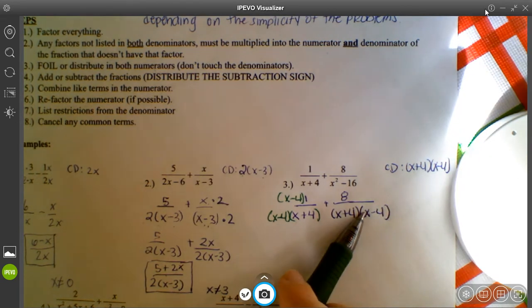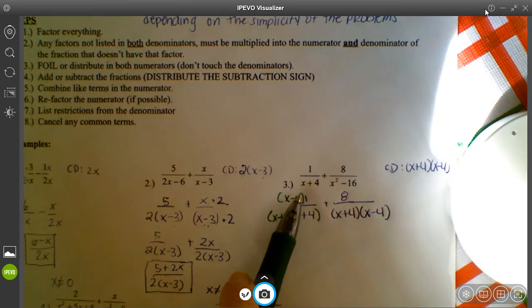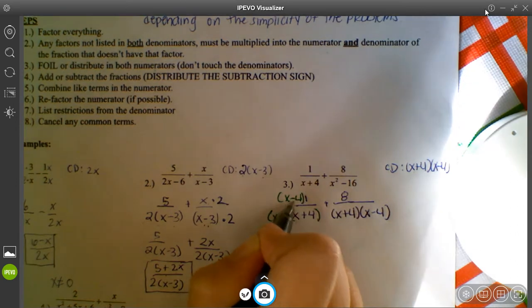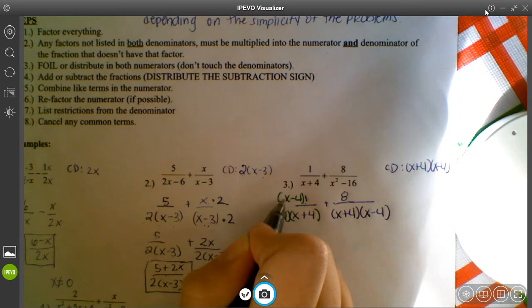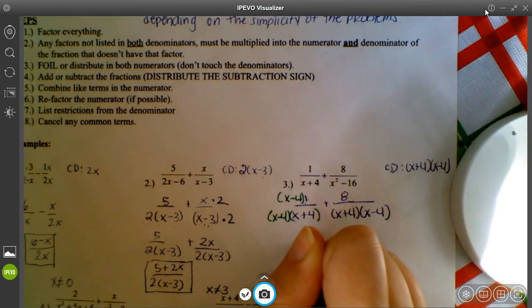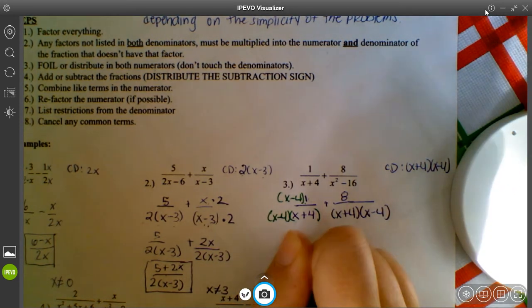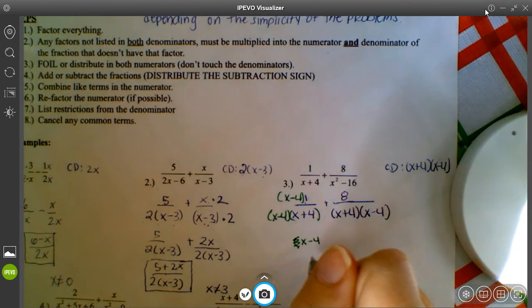So we're on step 3 to FOIL or distribute in both numerators. That just means to do x minus 4 times 1. Well, x minus 4 times 1 is x minus 4. We could take away the parentheses at this point.